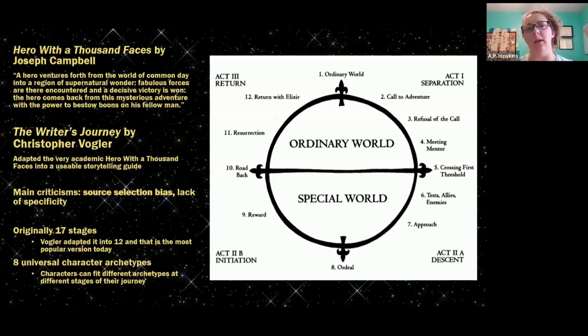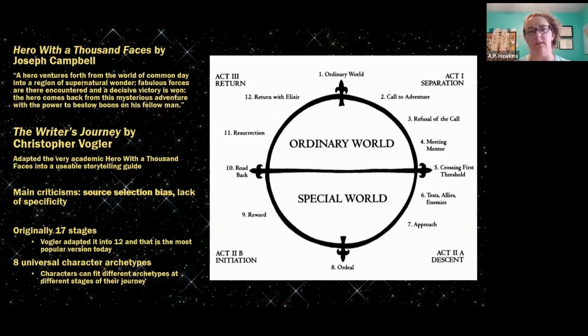hero's journey. In Hero with a Thousand Faces, Joseph Campbell lays out 17 different stages of the hero's journey and various character archetypes. Later, Christopher Vogler adapted the Hero with a Thousand Faces into a book called The Writer's Journey, and this book was made to help writers actually use the hero's journey. So it distilled the very academic Hero with a Thousand Faces into a usable storytelling guide.